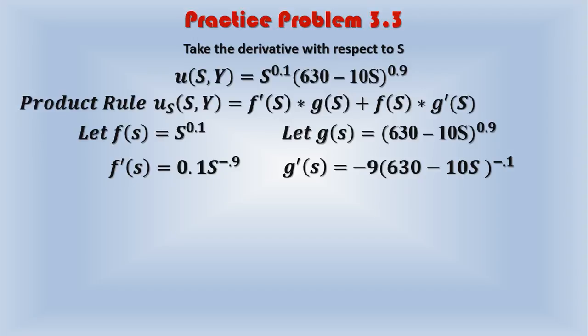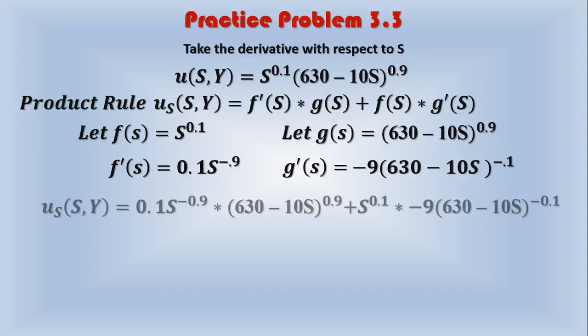Anyway, so we're using the product rule. So we're taking the derivative of this with respect to s. So we take the derivative of the first function, which is equal to this, right? Times the second function, which is 630 minus 10s raised to the power of 0.9. So that's that. Plus the first function, s raised to the power of 0.01, times the derivative of the second function, which is composite, which we did in the previous screen. So we get this expression here.